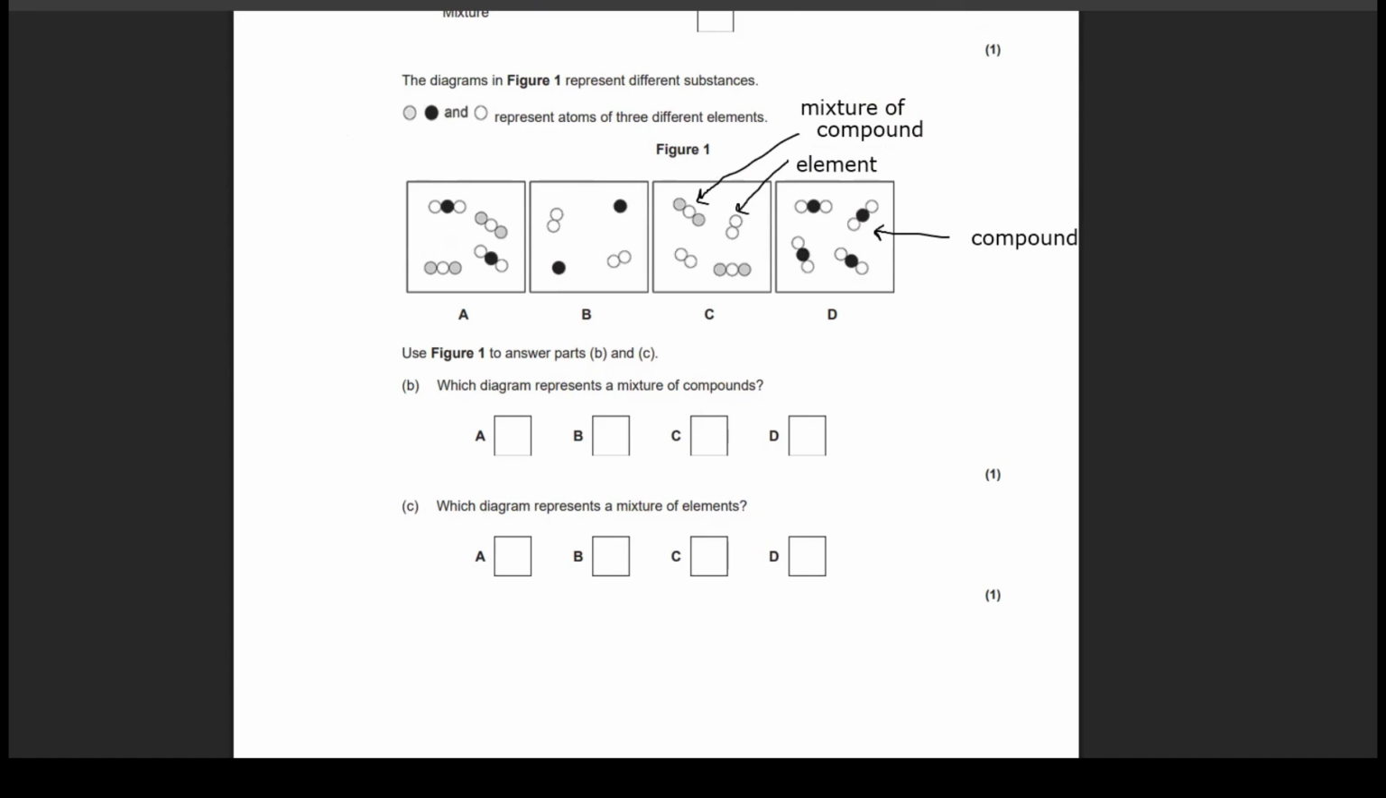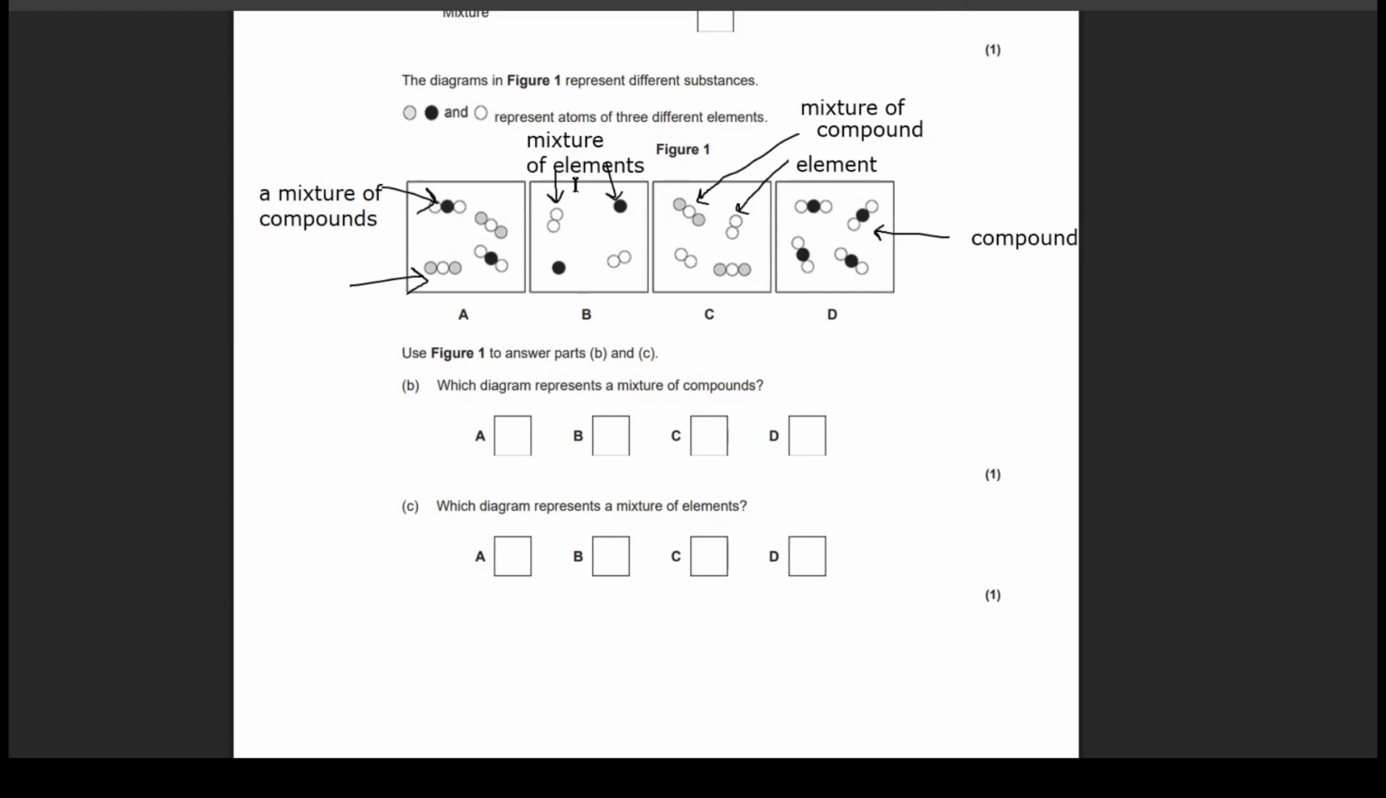Now over here, this is an element and this is a different element, but notice they are not joined together. So this is a mixture because they're not chemically bonded, a mixture of elements. And then the final one over here, we have one type of compound and another compound. And so this is a mixture of compounds. And now it should be dead easy for you to work out.